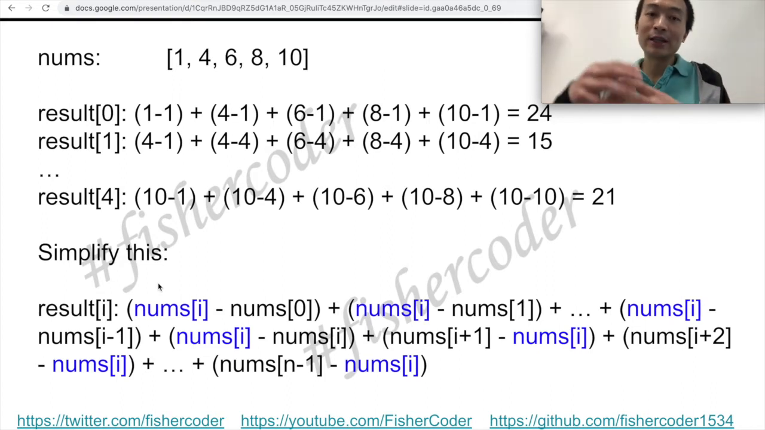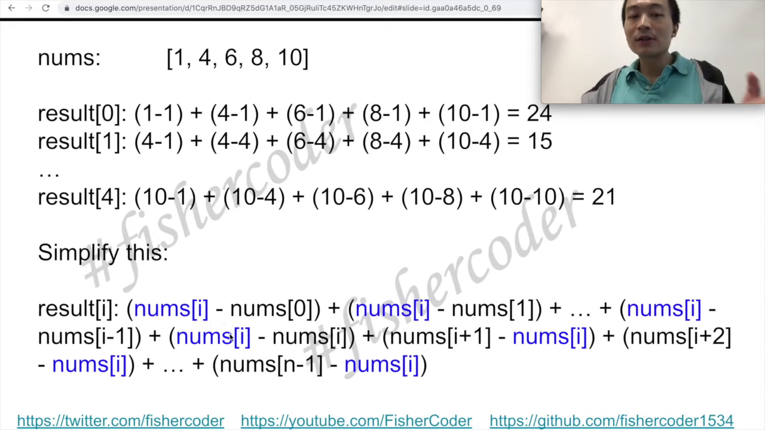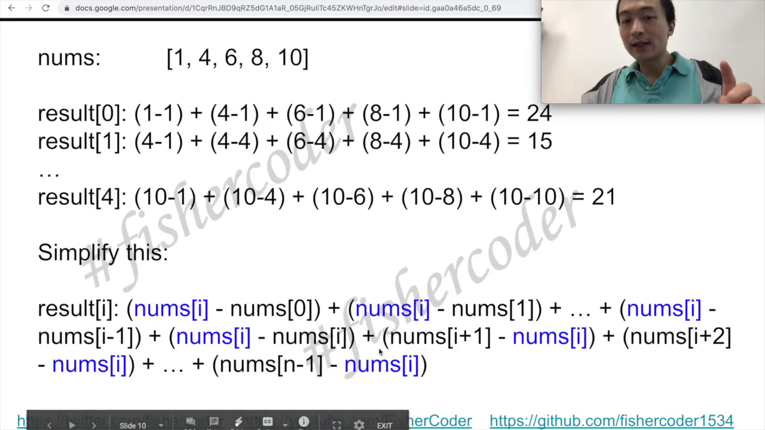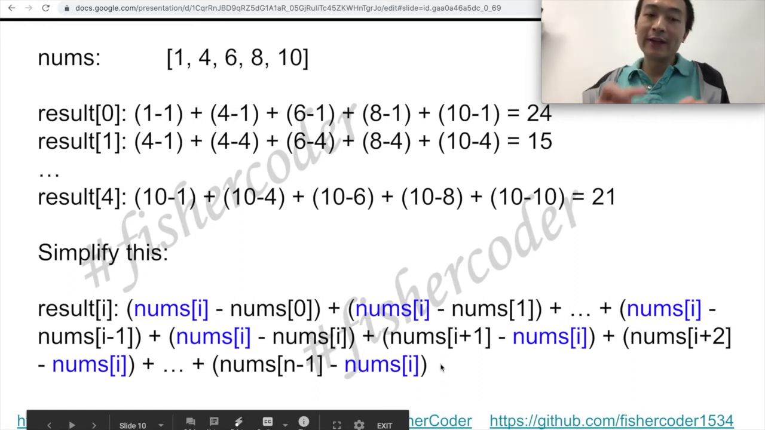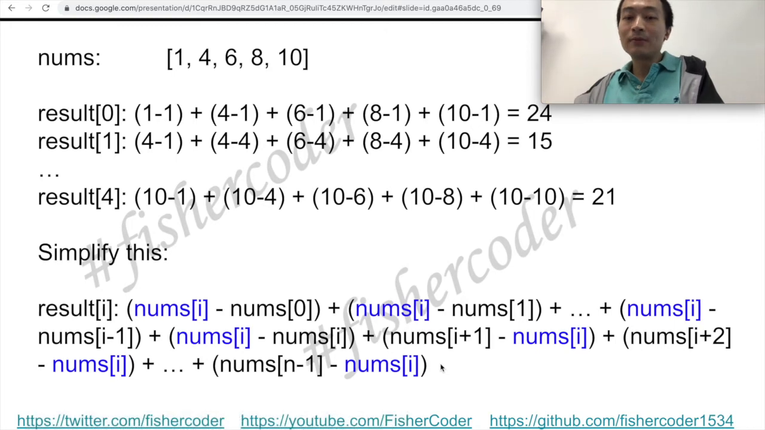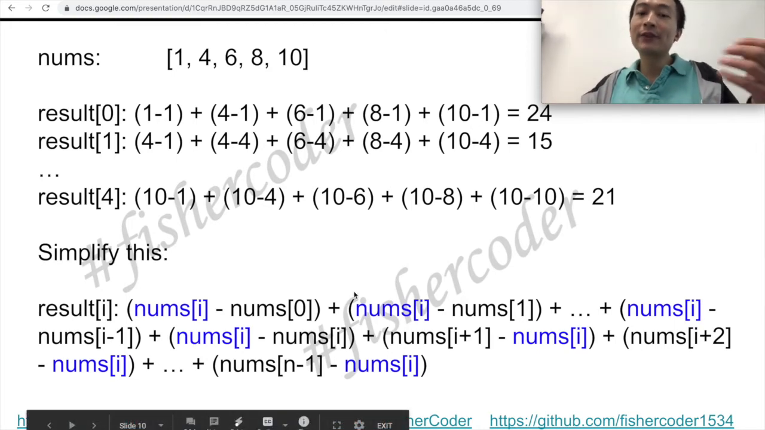So we can do a multiplication instead of adding them up, right? So the same goes for here. We'll cancel this one out, and then we'll start from I minus 1 all the way up to n minus 1, right? So how many negative nums I elements are here? There's a total of n minus I minus 1. Right? So now we have the multiplication formula for nums I, right?